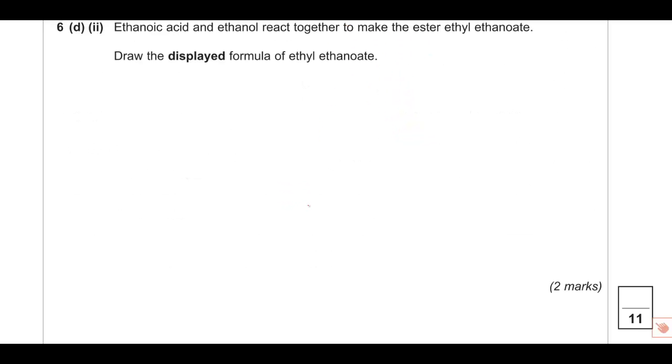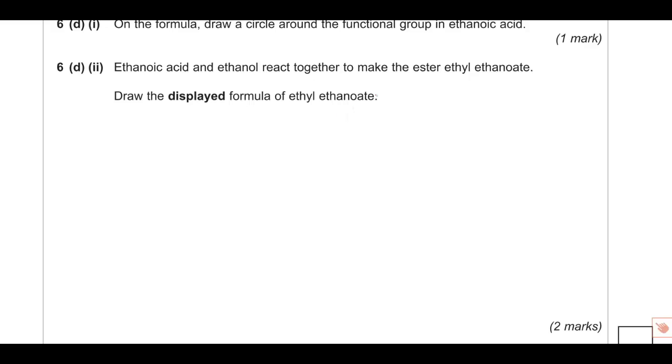Or draw the displayed formula of ethyl ethanoate. This actually is a really easy question because there's only one ester, and it does state that here. Ethanoic acid, and you may have done a reaction like this. Ethanoic acid and ethanol react together to make the ester ethyl ethanoate. There's only one ester you need to know, and that is ethyl ethanoate. Do make sure you include all portions of the ester, all the correct number of hydrogens, so CH3, COO, CH2, CH3. Boom, 2 marks.